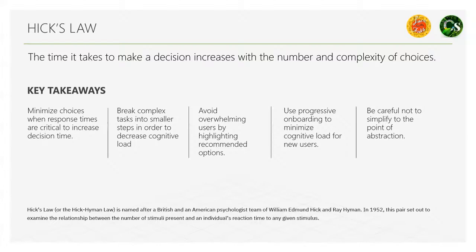Use progressive onboarding to minimize cognitive load for new users. If you ask a new user to register to a site by filling a 25-field form, they are definitely not going to do it. Give them small step-by-step actions so that they can fill the entire 25 fields in a staggered way. Be careful not to oversimplify also, so that the entire interface does not become a point of abstraction.